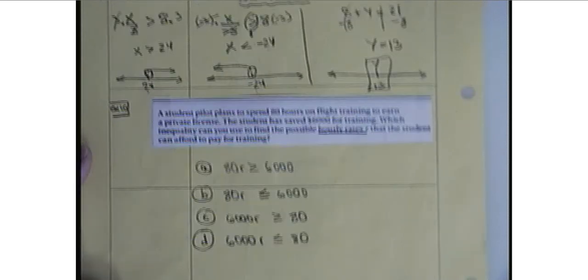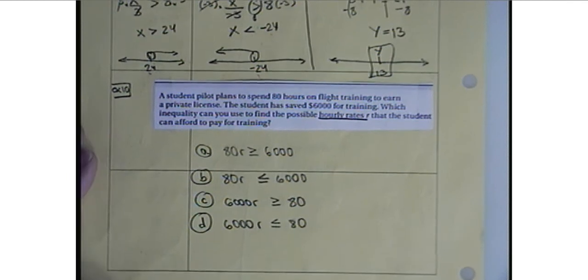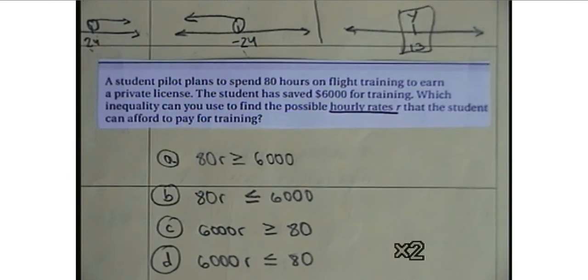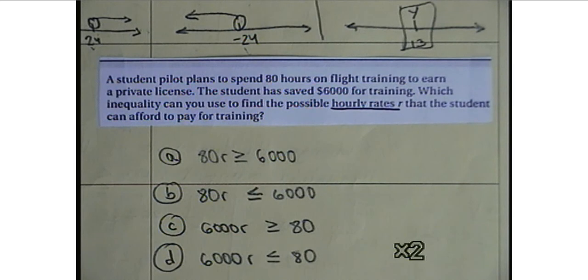And final example of this video. Let me zoom this a little bit so you can see better. A student pilot plans to spend 80 hours on flight training to earn a private license. This student has saved $6,000 for training. Which inequality can you use to find a possible hourly rate R that the student can afford to pay for training?